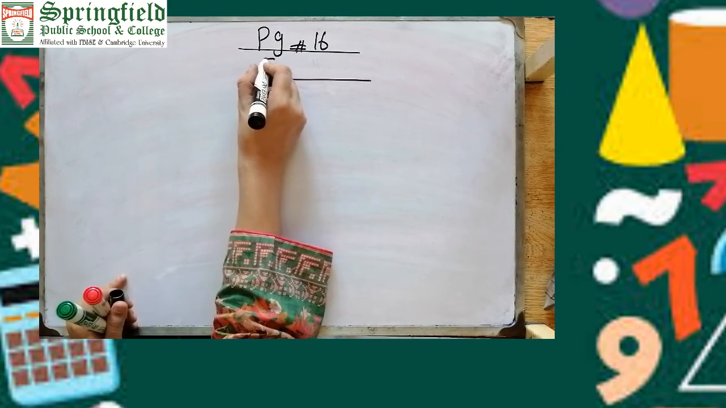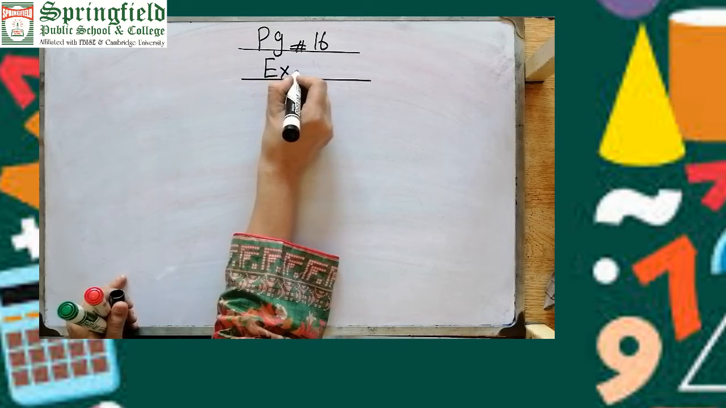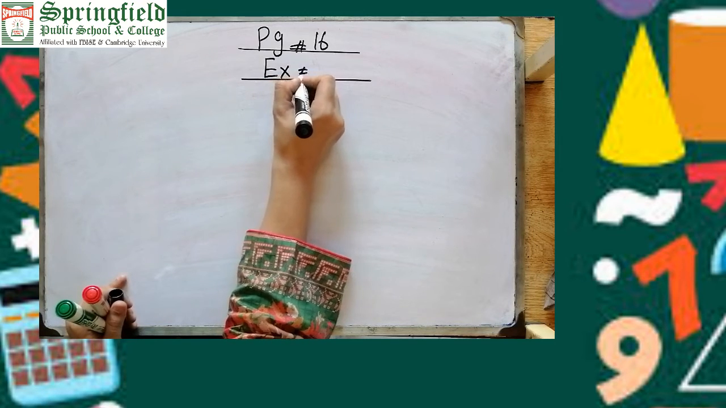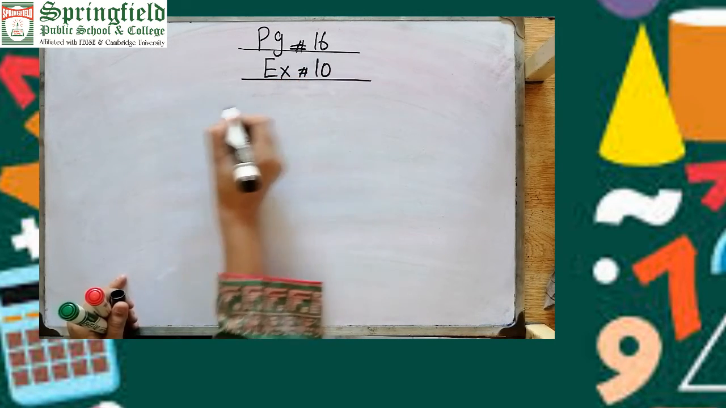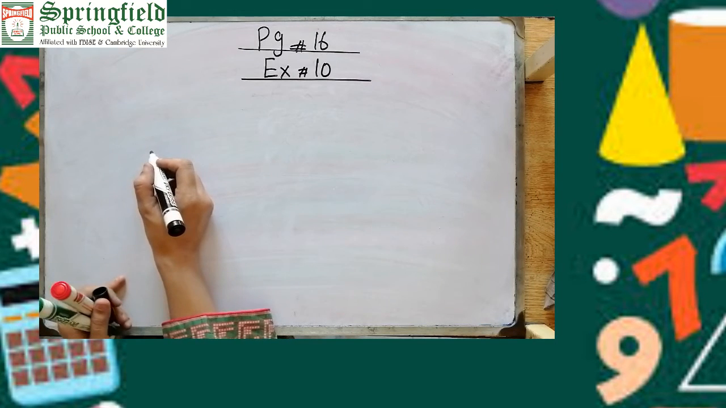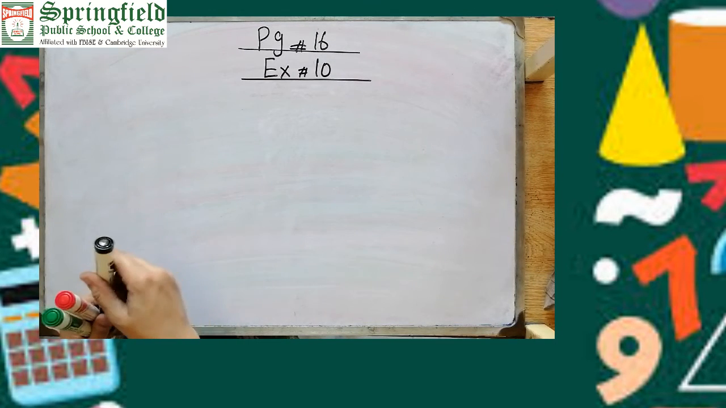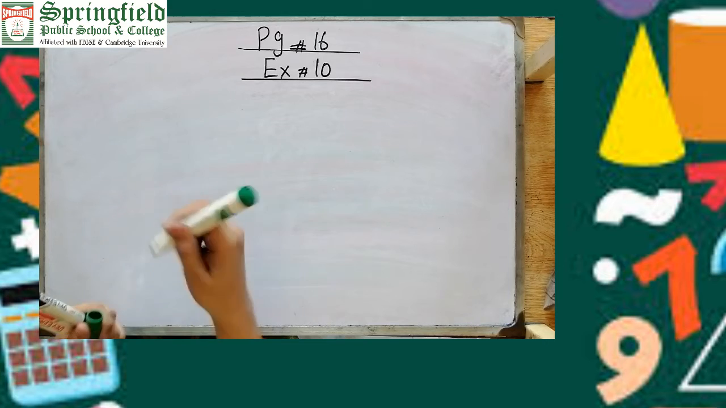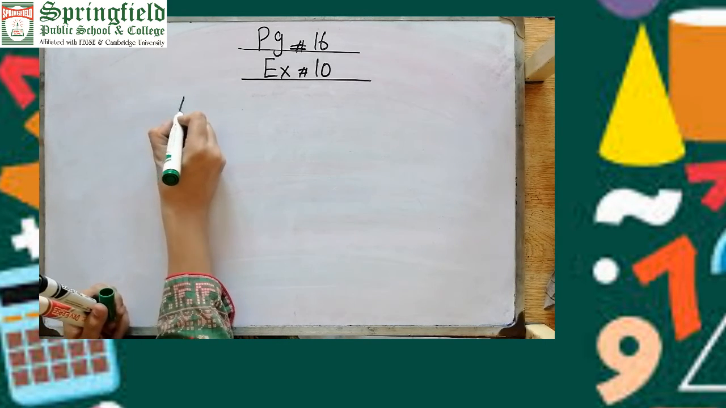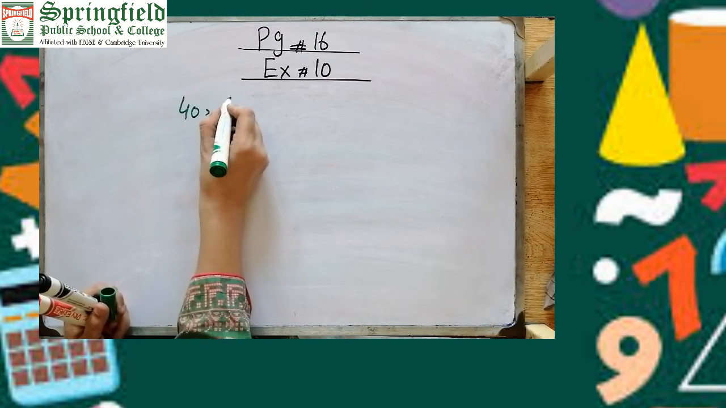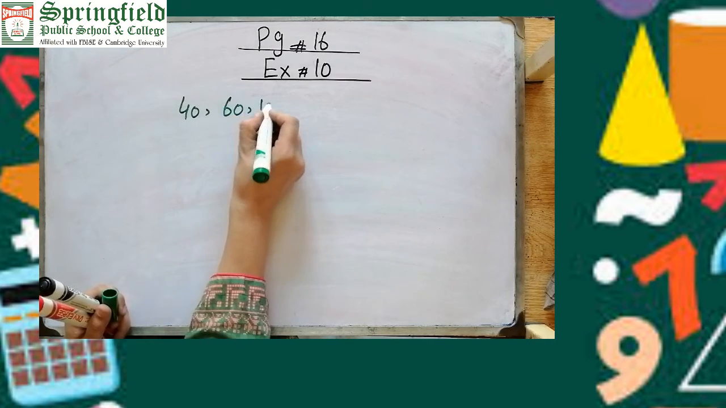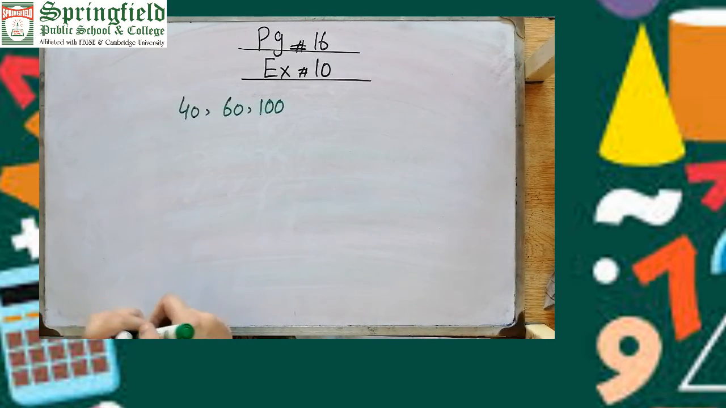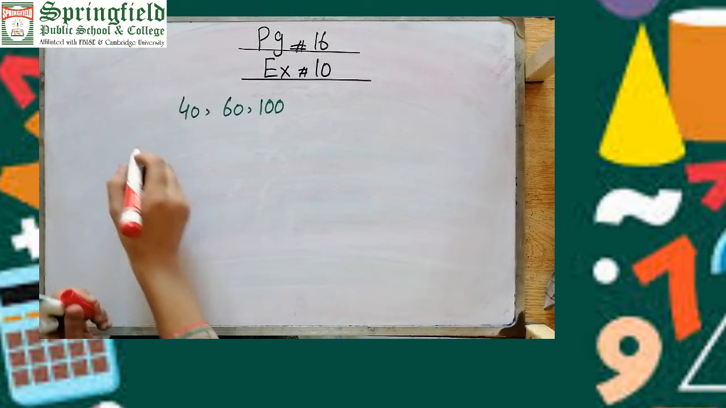And example number 10. Okay, HCF. The given numbers are 40, 60 and 100. So we will find the HCF by both methods. So method number 1.